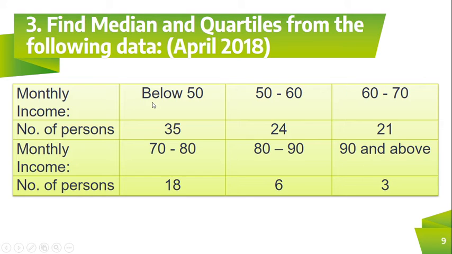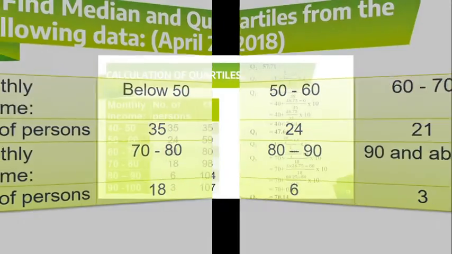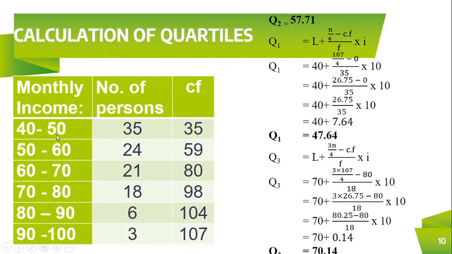And here our class intervals are given as below 50, above 90. So it is an open-end class interval. All we have to do is first to close the class intervals. Below 50 is written as 40 to 50. Above 90 is written as 90 to 100.